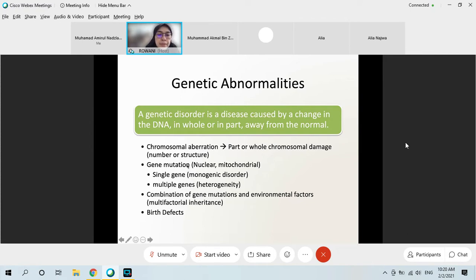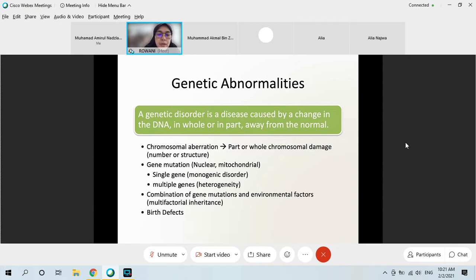Then the genetic abnormalities that lead to genetic disorders can also be due to mutation in the gene, whether it is present in your nuclear genome or in your mitochondrial genome. So a gene mutation can be a single gene disorder, meaning that only one gene is affected.